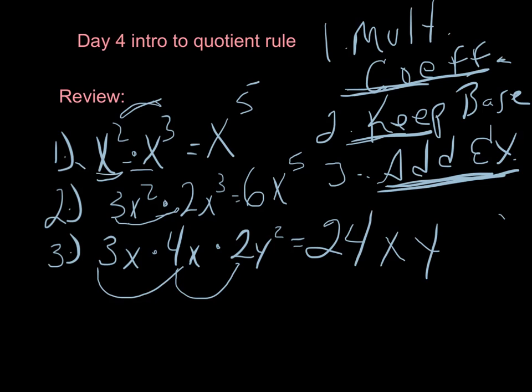So on our exponents, we have 2 x's to the 1st power, so we just want to remember that that's x to the 1st power. So we add 1 plus 1 and we get 2. So we have x to the 2nd. We only have 1 base of y, so we have the number 2. So with that one we end up with 24 x to the 2nd power, y to the 2nd power.